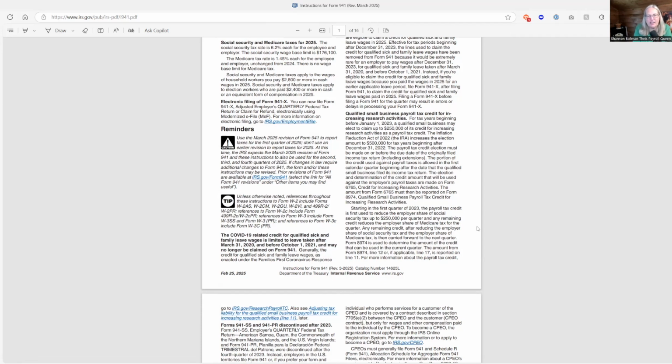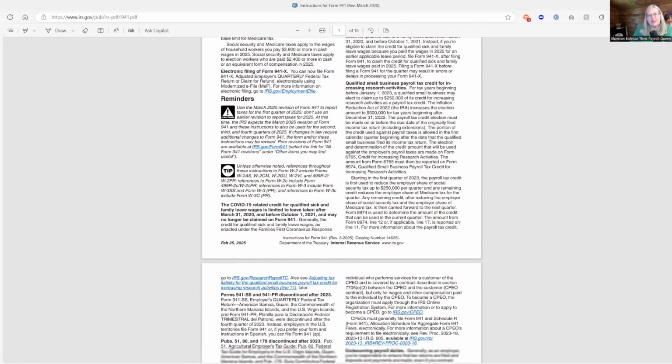The election and determination of the credit amount that will be used against the employer's payroll taxes are made on Form 6765, Credit for Increasing Research Activities. The amount from Form 6765 must be reported on Form 8974, Qualified Small Business Payroll Tax Credit for Increasing Research Activities.